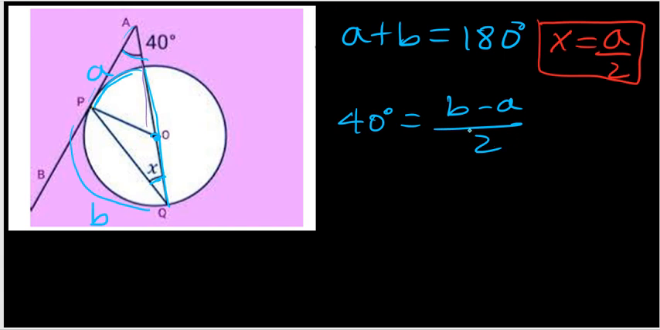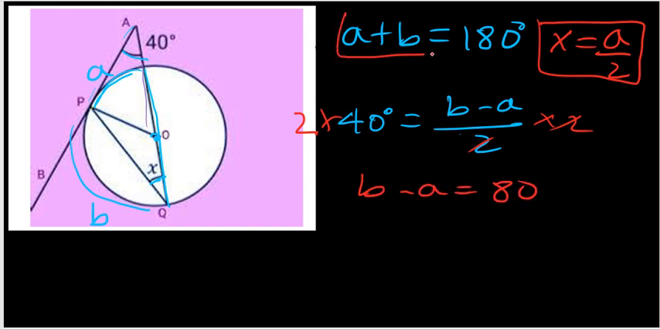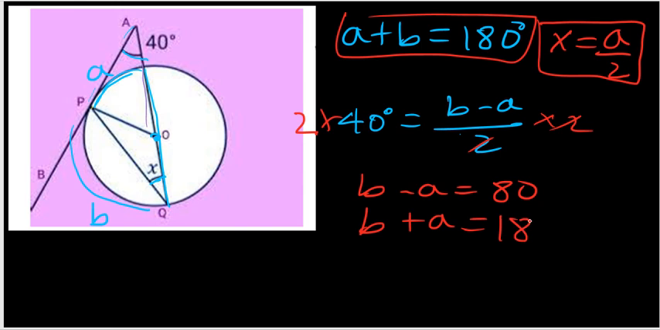Then to cancel out these two, what am I supposed to do? I can multiply both sides by 2. This one by 2, this side also by 2. If I multiply it, what will happen? These two cut out. So B minus A is equal to 80. And here, don't forget, we have B plus A, or A plus B, the same. B plus A is equal to 180.